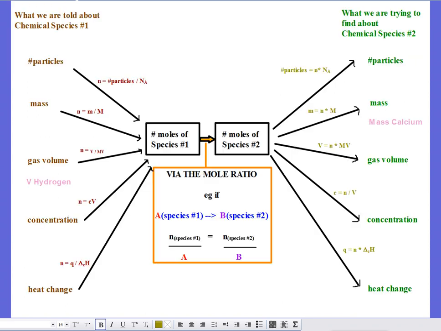For part B, we've got to find the path through part B. In this case, we've been told what volume of hydrogen gas needs to be produced. We can convert that to a number of moles of hydrogen gas using this equation. Now we know the moles of hydrogen gas. We can convert that by the mole ratio, once we've written the balanced chemical equation, to the moles of calcium that needs to dissolve. Once we know the moles of calcium needed, we can use this equation here to find the mass of calcium we need to dissolve. So let's see how we do that.